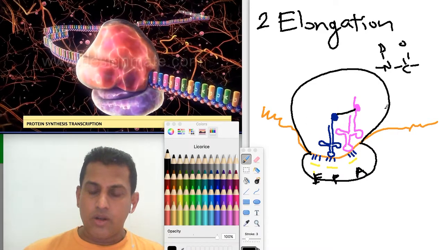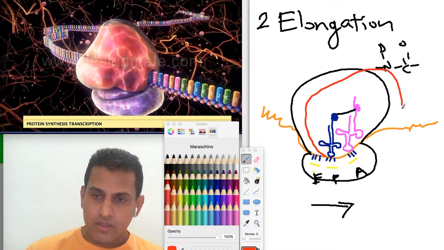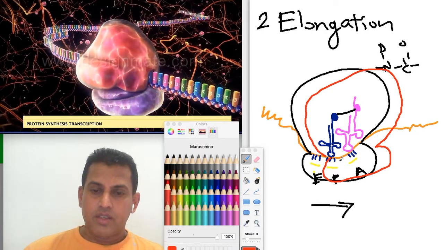Next, the whole ribosome moves just one codon in this direction. That means I'm going to show this one in red after it moves. The first tRNA moves to the E site and it exits. And this one is now in the P site and the A site is vacant.